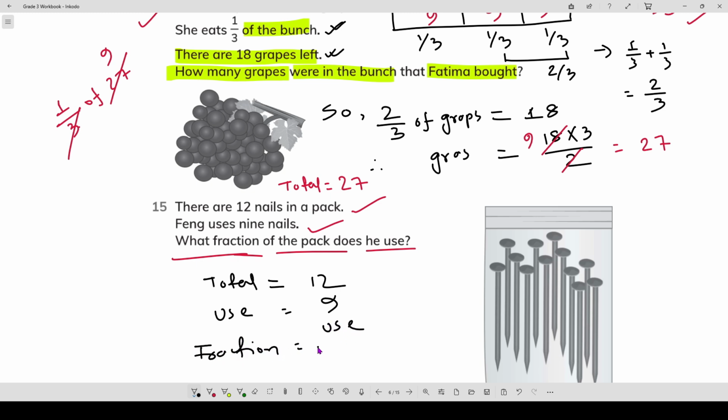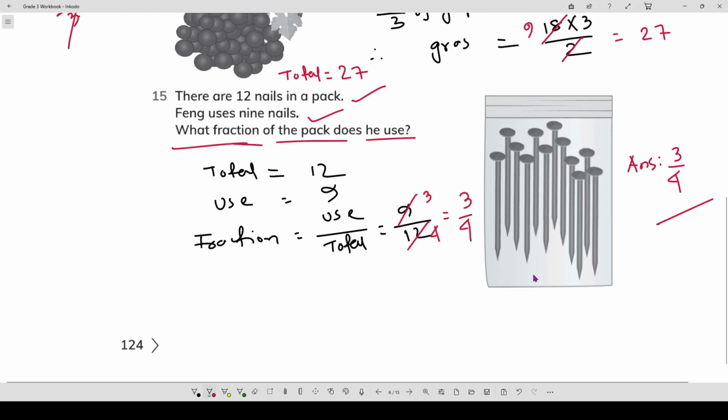Fraction is used divided by total. It means 9 divided by 12. So this one we can divide by 3. 3 times 3 is 9, 3 times 4 is 12. So the fraction is 3 by 4. So the answer is 3 by 4. Very simple.